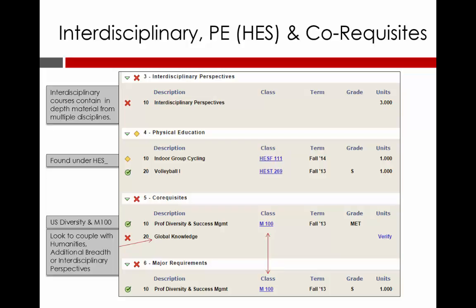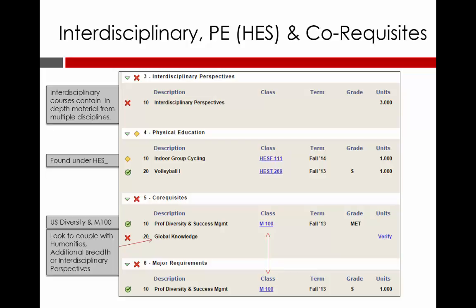The next sections we will cover are the interdisciplinary, physical education, and co-requisite sections. Each accounting and business student must complete one course from the interdisciplinary perspectives list. These courses combine in-depth material for multiple academic disciplines. You will get a general idea of these courses if you click on the Requirement Details button and look at the options for fulfilling this requirement.